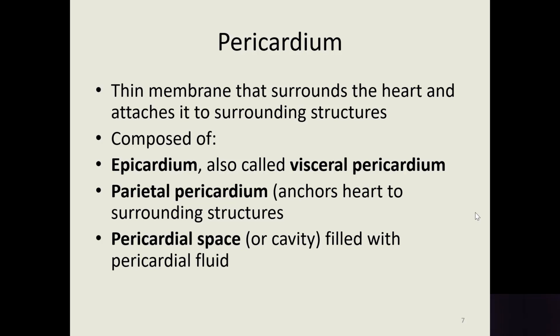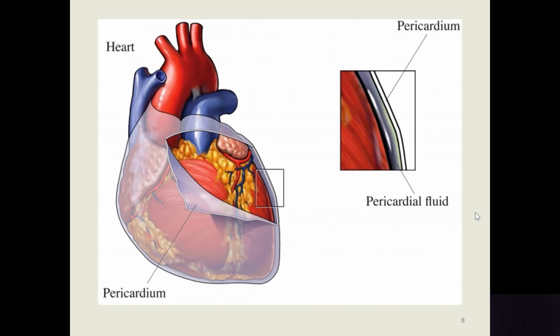The next layer of that sac is called the parietal pericardium. That's the outer layer of the pericardium. So there's a layer that sticks to the heart, and then there's an outer layer called the parietal pericardium. And that parietal pericardium anchors the heart to its surrounding structures. And in between those two layers is a space called the pericardial space, and that space is filled with pericardial fluid. So here's another picture.